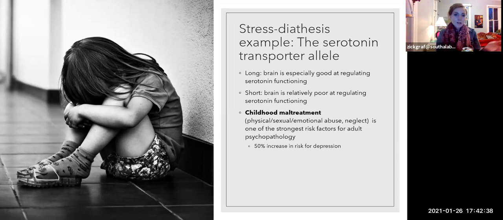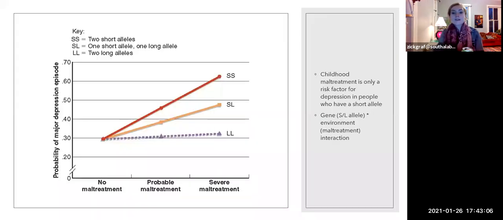Another important concept is childhood maltreatment. As we talked about, childhood maltreatment is the most potent form of childhood adversity in terms of risk for psychopathology. So physical, sexual, or emotional abuse or child neglect is one of the biggest predictors of having psychopathology as an adult. And in the case of depression, childhood maltreatment is responsible for roughly a 50% increase in your risk for getting depression as an adult. But the interesting thing is that that's not true for everyone. Having two copies of the long serotonin transporter allele seems to be protective against developing depression because of maltreatment. So what this figure is showing is a statistical interaction where basically the relationship between maltreatment and probability of having depression is different for people with different genotypes.